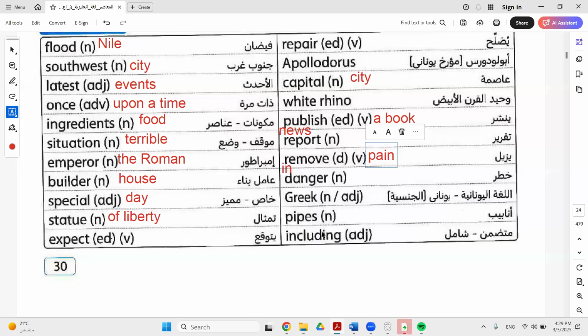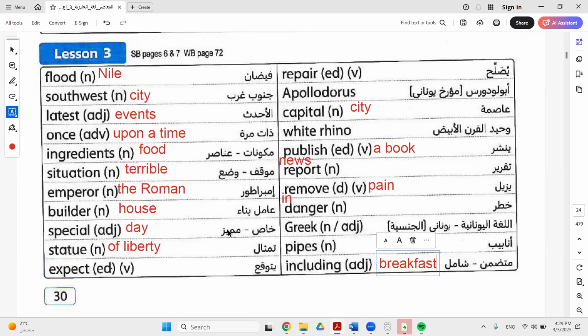If you forget your homework many times, you put your life in danger. Greek, pipes, right? Including, okay? Including the taxes, for example. The price includes breakfast. These are the second group of the words. All right, let me ask somebody to read them. Dunya, can you read them with the words? Dunya is not here. Iyad?